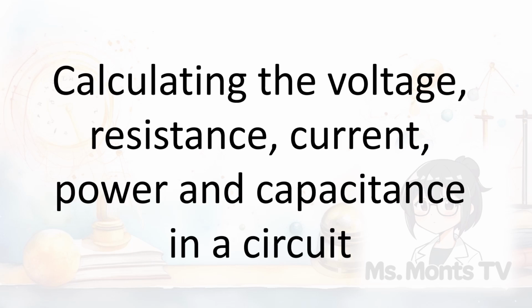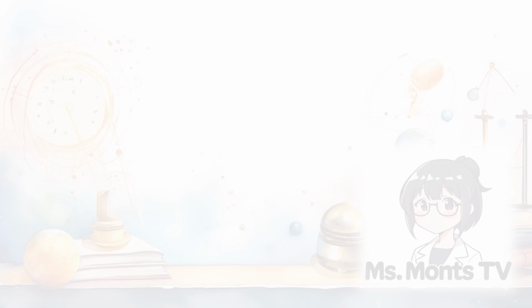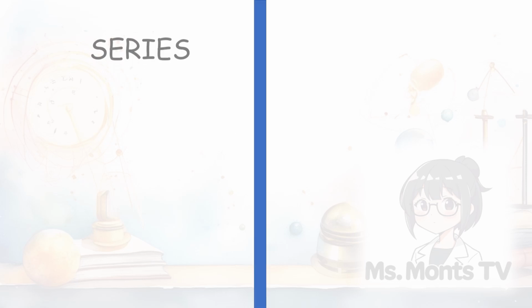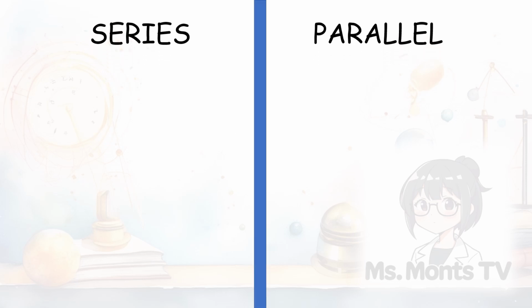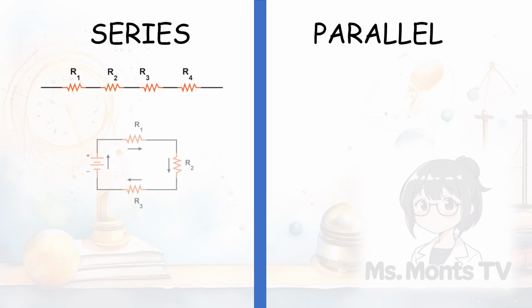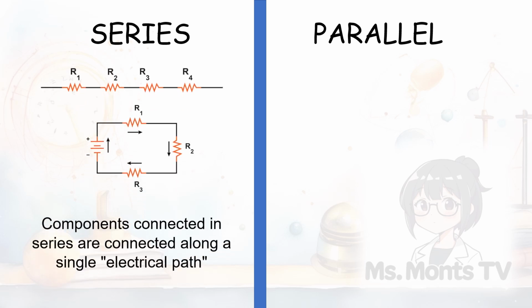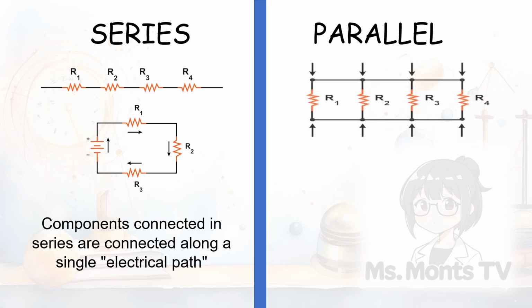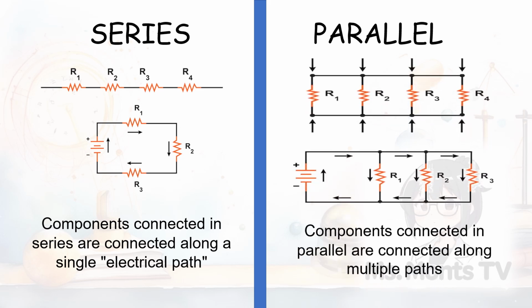Calculating the voltage, resistance, current, power, and capacitance in a circuit. Let's compare the series and parallel. For a series circuit, the components are connected along a single electrical path. And in parallel, the components are connected along multiple paths.